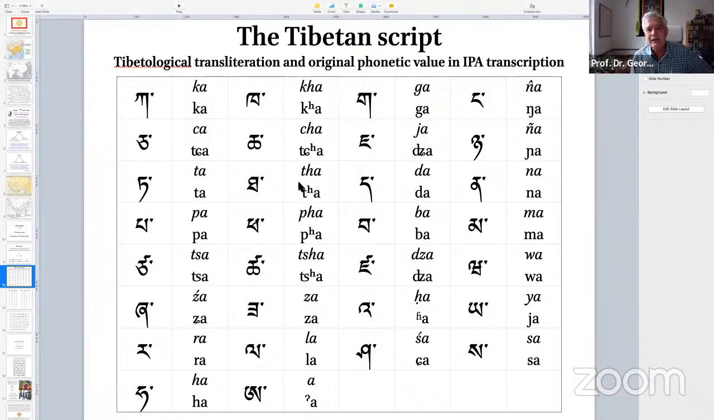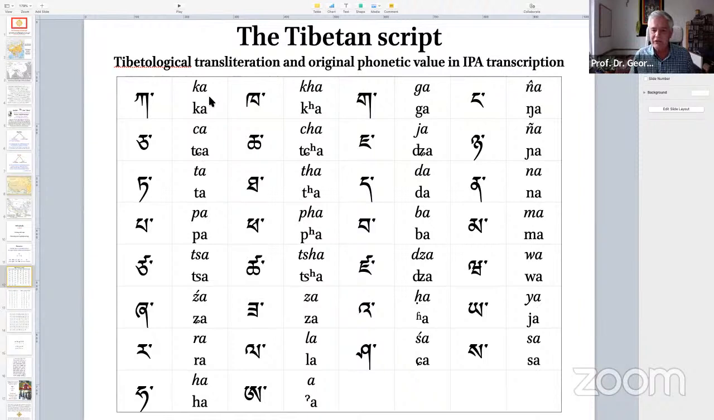In each cell in the upper right-hand corner is the European traditional Tibetological transcription, which just tells you the value of the letter. This transliteration system dates from the early 19th century, from the early 1800s. So this just tells you what letter is there. And then you have what we believe to be the original phonetic value below it in international phonetic notation.